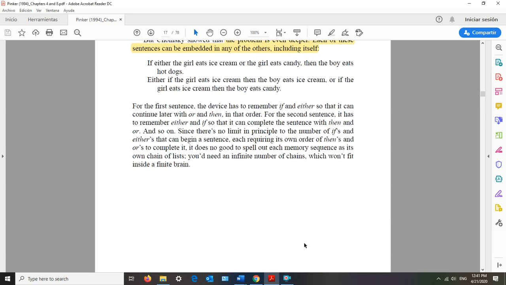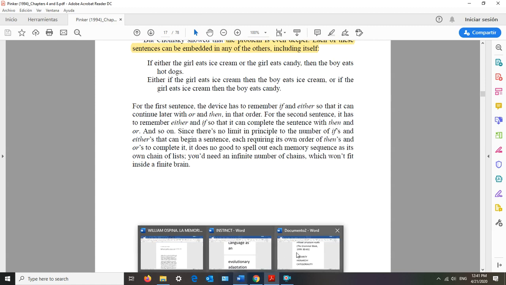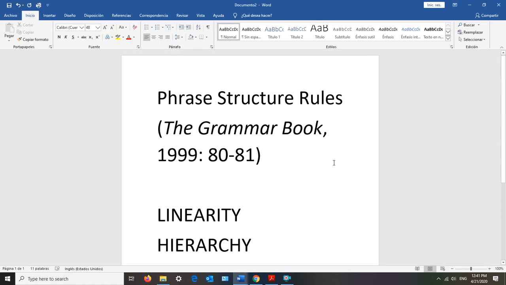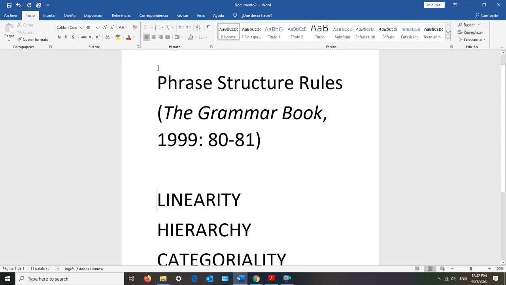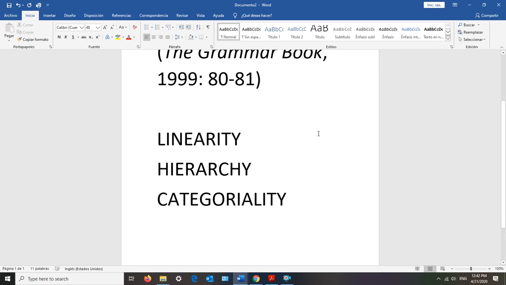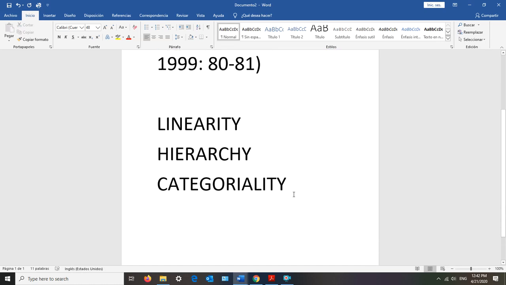At this point, I usually resort to a different source in my presence-based classes, which is the grammar book by Marianne Celce-Murcia and Diane Larsen-Freeman. And they present us in one of their chapters with the notion of phrase structure rules. And these rules are listed here. The first one of which is linearity, the second one of which is hierarchy, and the third one of which is categoriality.